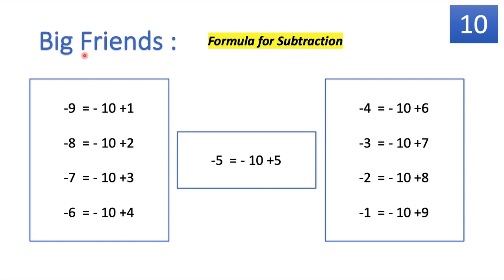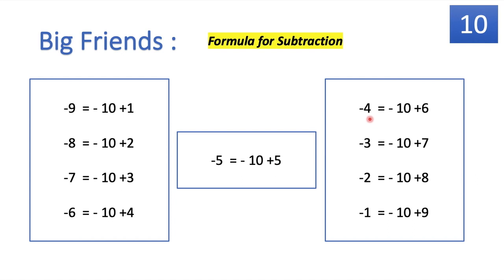I am going to explain the formulas for subtraction using big friends. To subtract 9, we have to do minus 10 plus 1. To subtract 8, minus 10 plus 2. To subtract 7, minus 10 plus 3. To subtract 6, minus 10 plus 4. To subtract 5, minus 10 plus 5.